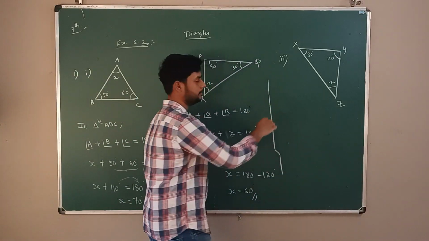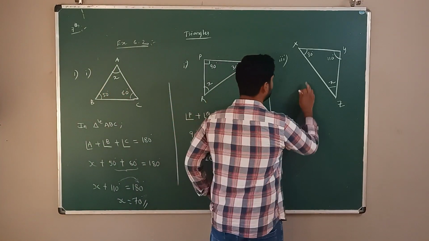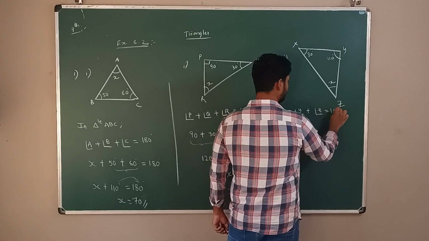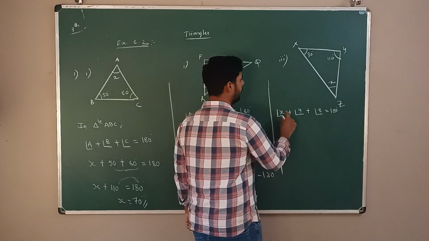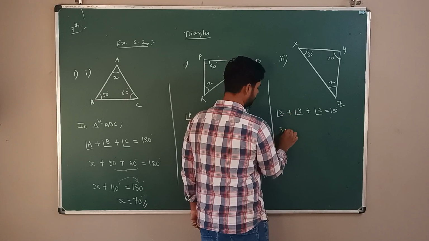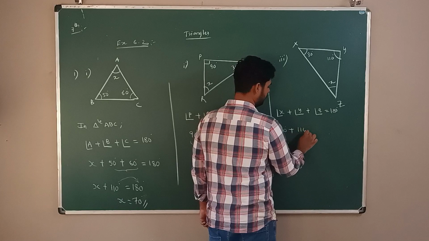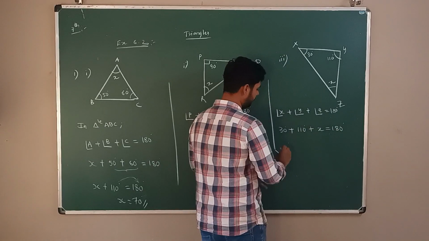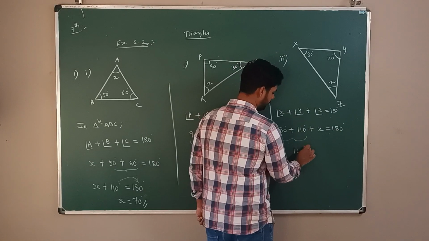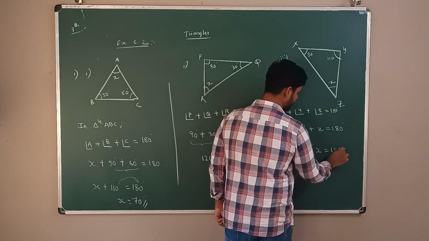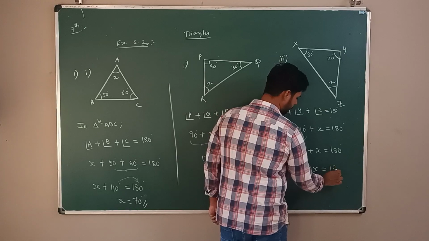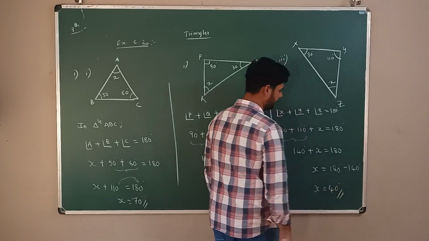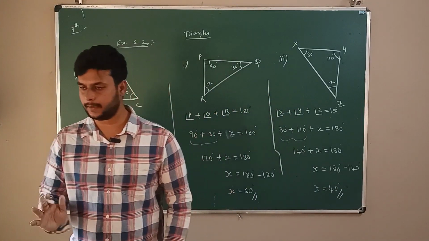Now how much is this? Very good, 40 degrees. So angle X plus angle Y plus angle Z is equal to how much? 180. Angle X is 30 degrees, plus angle Y 110, plus angle Z, is equal to 180. If I add 30 plus 110, 140. Z is equal to 180 minus 140. Z is equal to 40.